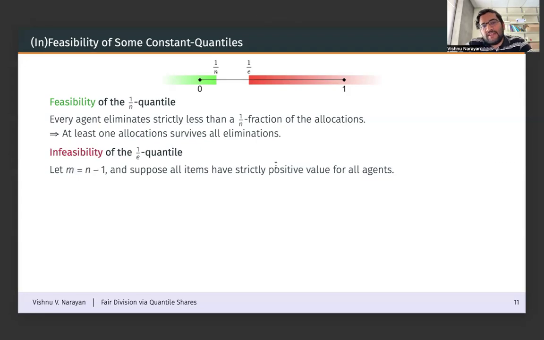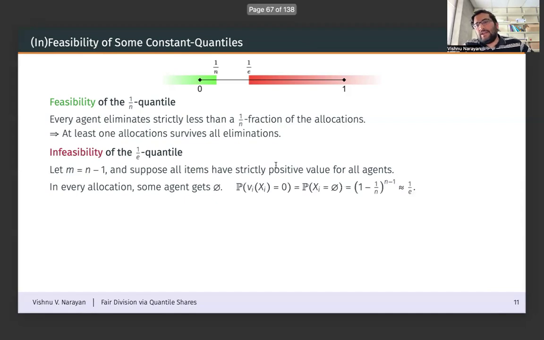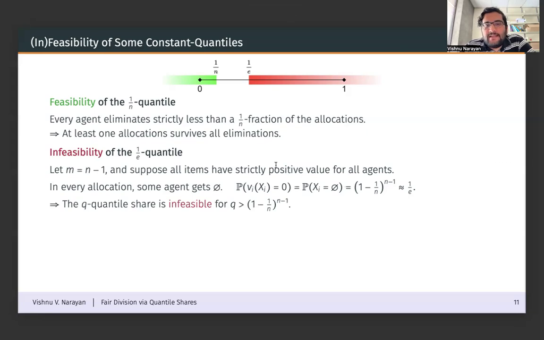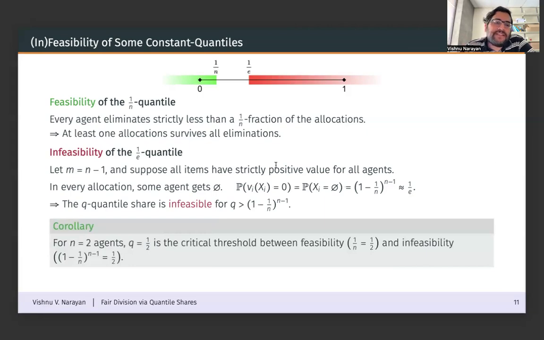The infeasibility of the 1 over e quantile comes from this simple example. Suppose you have n agents and n minus 1 items, and suppose all the items have strictly positive value. Then in every allocation, some agent gets nothing because there are fewer items than agents. But in the random allocation, the probability that v_i of X_i is 0 is exactly the probability that X_i is empty, which is (1 minus 1 over n) to the n minus 1, the probability that every item was given to someone else, which is approximately 1 over e. And so the 1 over e quantile is infeasible. Any quantile larger than 1 over e is infeasible.